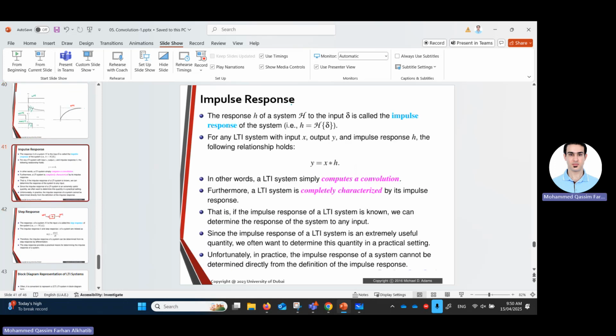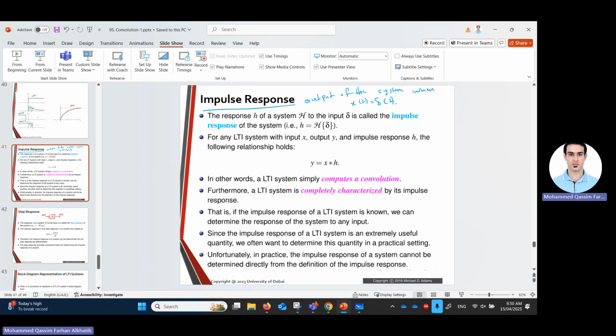All right, impulse response, to keep it simple, is the output of the system when x of t equals delta of t. It's basically the impulse response. You apply an impulse, you get a response. That's the impulse response. Now, what is the special thing about the impulse response?